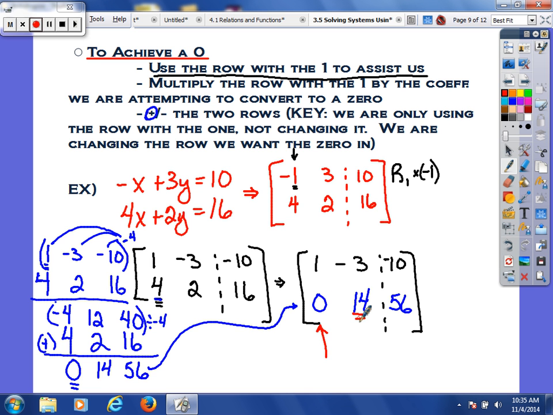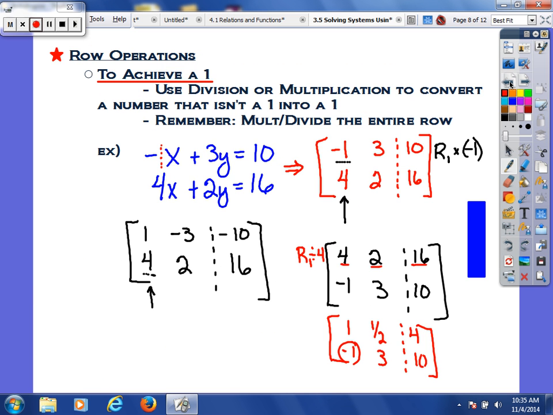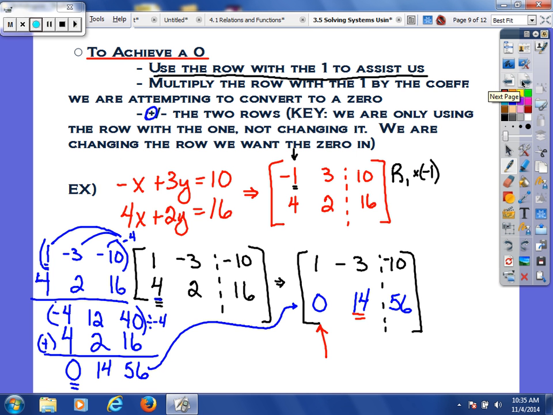And if you go back a screen, let's go back one real quick. How do I make things 1s? Well, I use division or multiplication. How do I make a 14 a 1? Well, wouldn't I take this second row and divide by 14? 14 divided by 14 is going to be 1. And so, run a little bit out of room here. But now once we do that, we have 0 divided by 14 is 0. 14 divided by 14 is 1. 56 divided by 14, if you do the math, should be 4. So it worked out really nice.